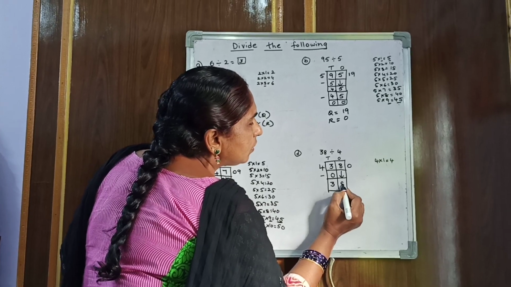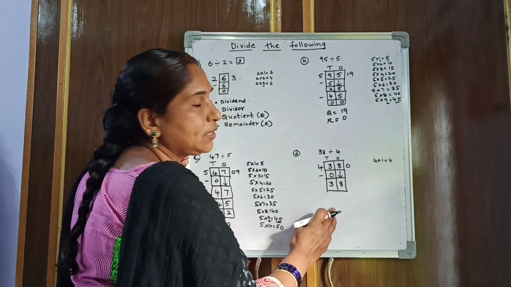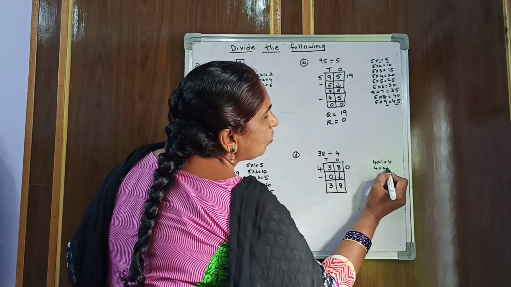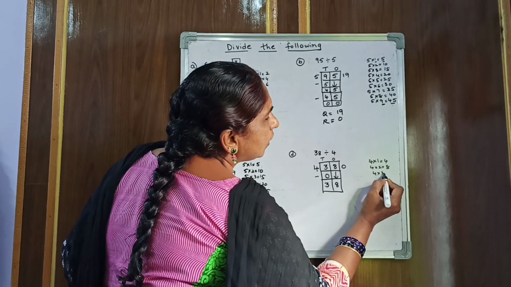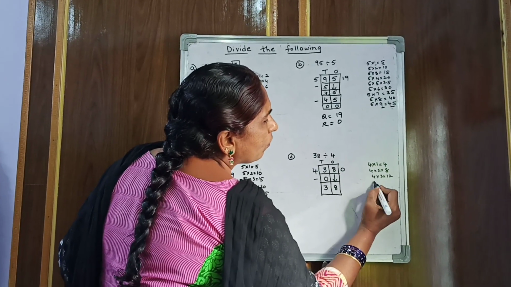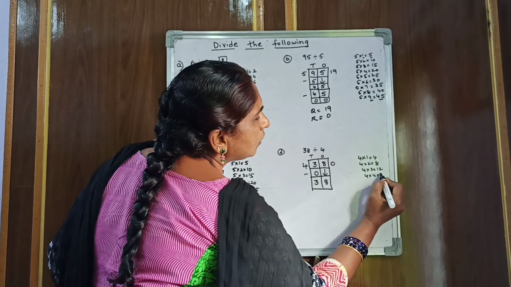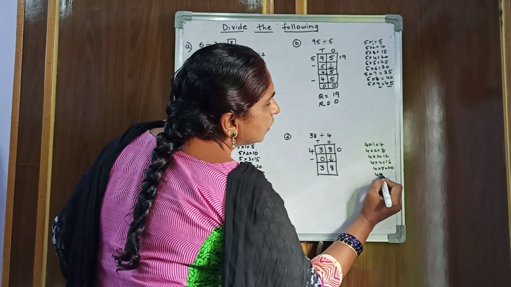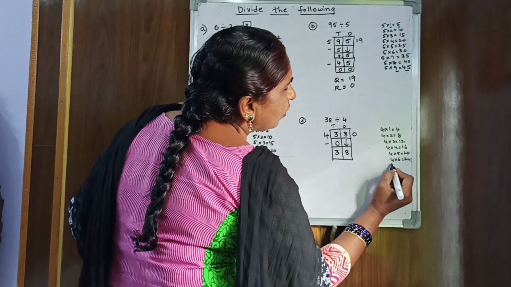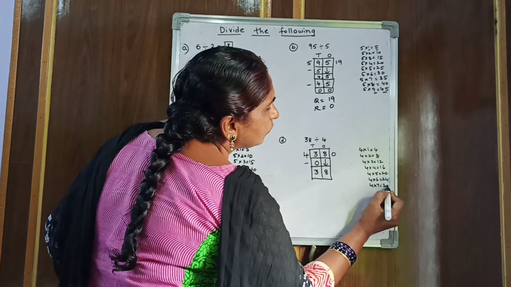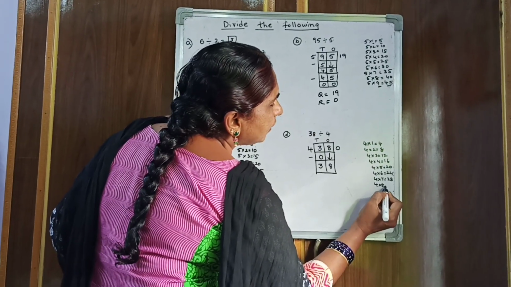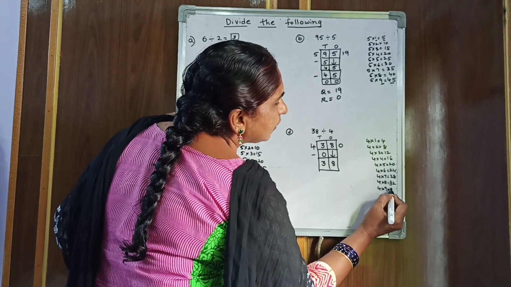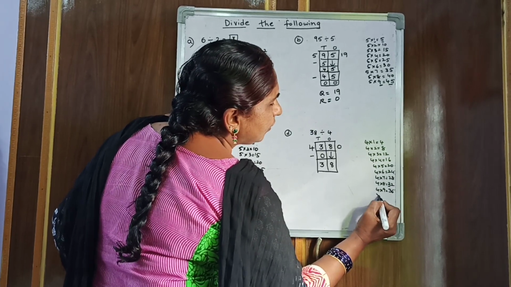What is there in ones row? 8. So now bring down 38. Now you write the table again. 4 ones are 4, 4 twos are 8, 4 threes are 12, 4 fours are 16, 4 fives are 20, 4 sixes are 24, 4 sevens are 28, 4 eights are 32, 4 nines are 36.